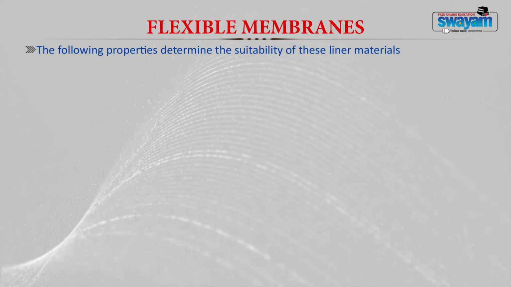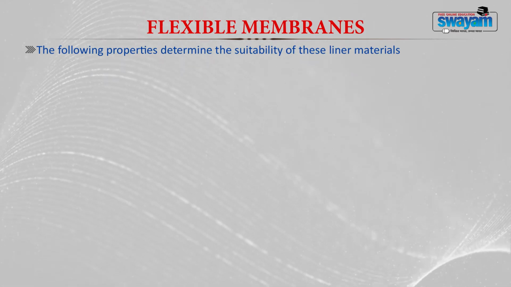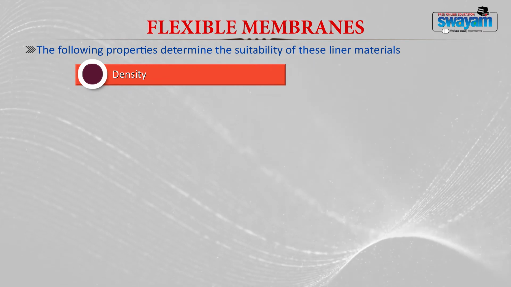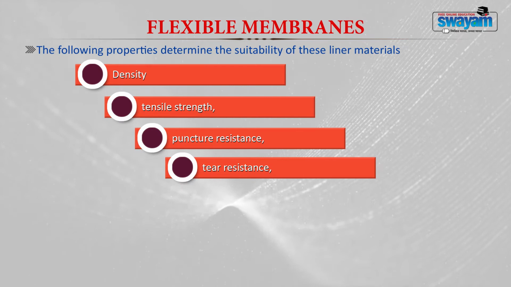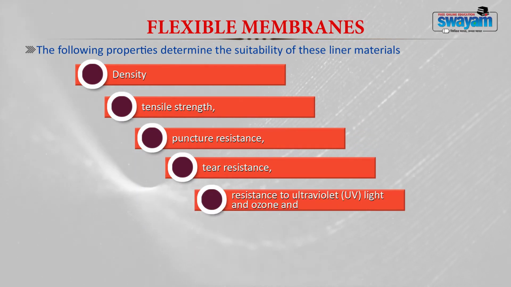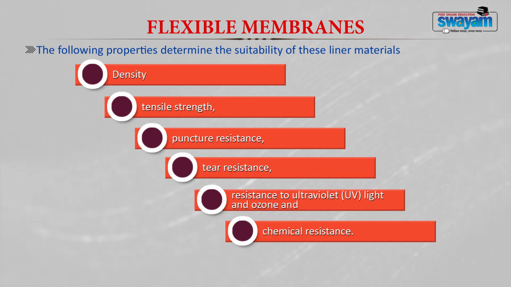Now, the properties that determine the suitability of these liner materials include 1. Density, 2. Tensile strength, 3. Puncture resistance, 4. Tear resistance, 5. Resistance to UV and ozone, and finally chemical resistance.